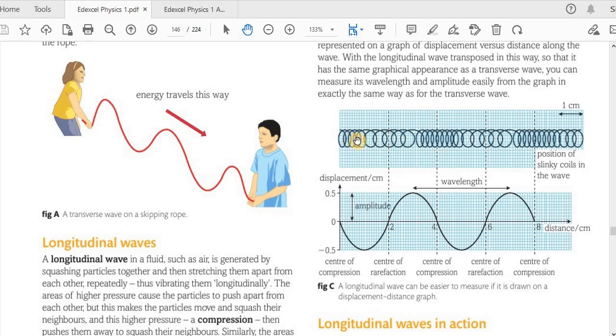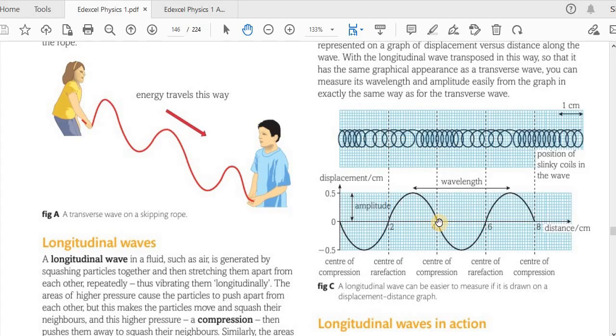Displacement of the coils. Here you can see the coils are moving forwards and backwards. This corresponds to the center of compression. See it, center of compression. Then the center of rarefaction. Then again center of compression. Here is the center of compression.